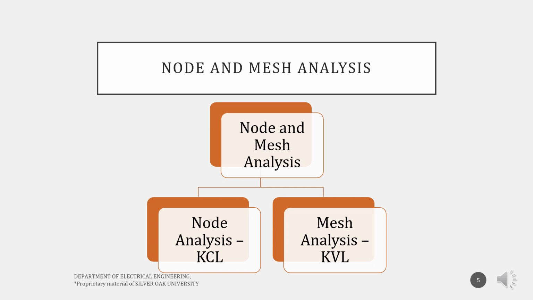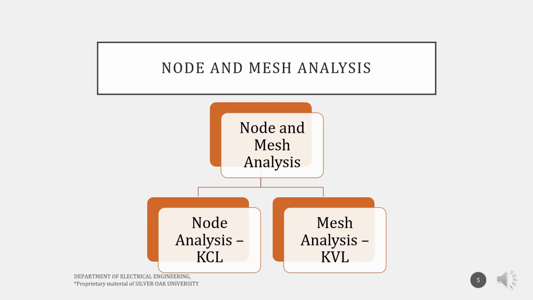A mesh is a loop that does not enclose any other loops. By applying Kirchhoff's voltage law, KVL, which states that the sum of voltages around any closed loop is zero, we can set up a system of equations to solve for the unknown mesh currents. Mesh analysis simplifies the circuit analysis process, especially for circuits with multiple sources, and allows us to determine current distributions accurately.